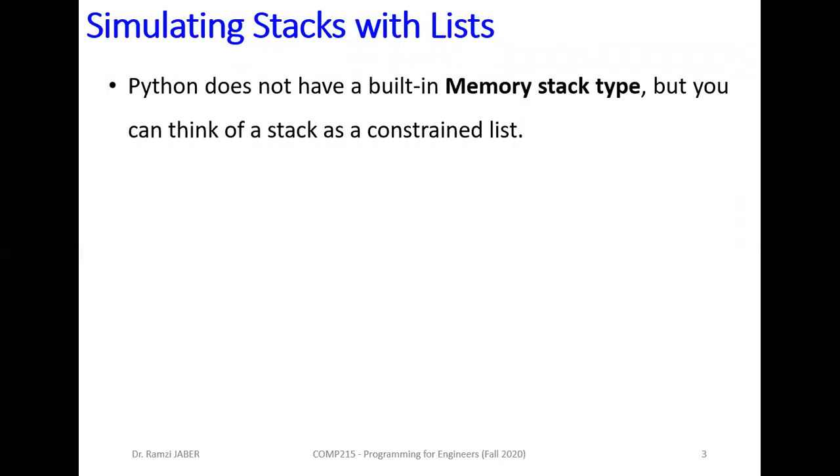Now, a feature in Python which does not exist in C or C++ or Java is the memory stack type. Python does not have a built-in memory stack type. Memory stack, do you know what a memory stack is? In memory, we can push data and pop data. We can add data to the memory and remove data from the memory. This can be done by Python, okay? Like here.